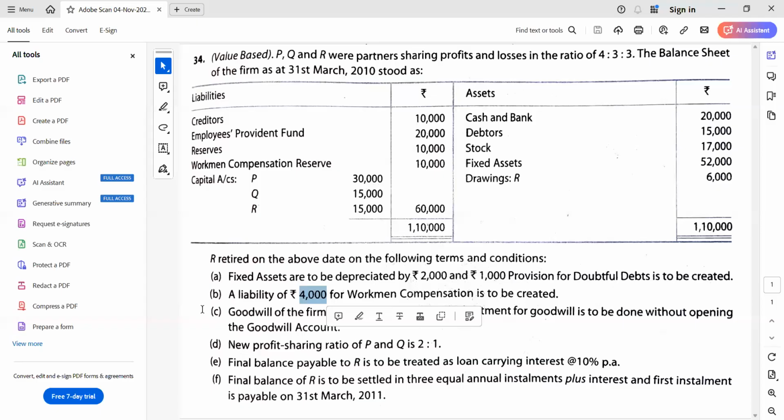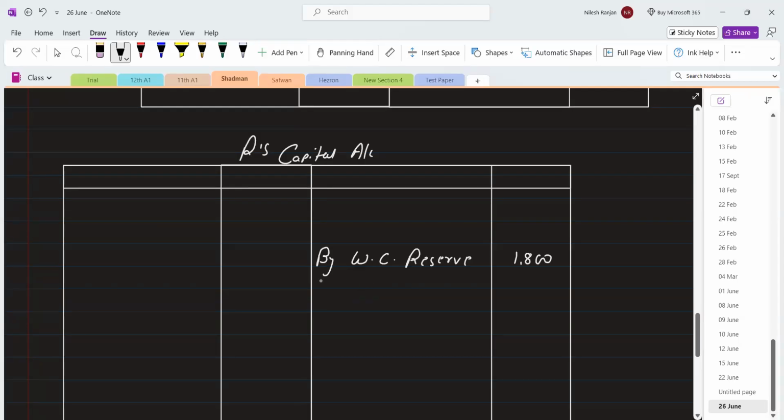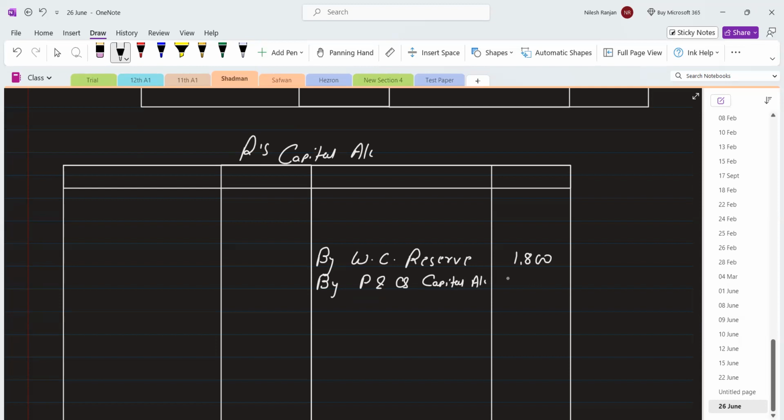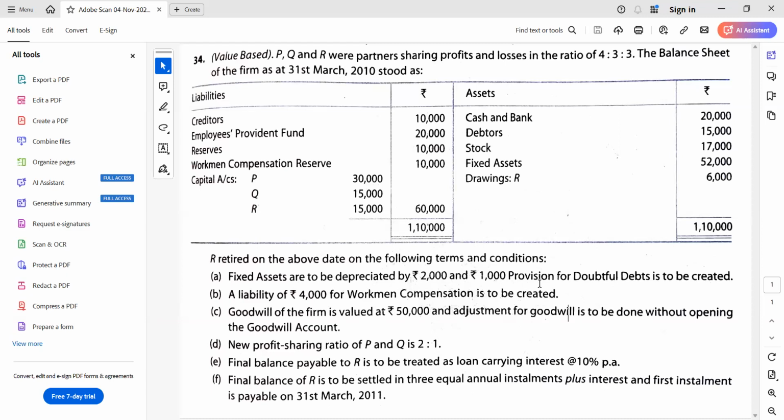Next is goodwill of the firm is valued at 50,000 and adjustment for goodwill is to be done without opening the goodwill account. So we never open the goodwill account when goodwill is valued. So 50,000 in the gaining sacrificing ratio. R is the retiring partner, that's why his sacrifice is 3/10. So 50,000 into 3/10 is 15,000. So R will receive this goodwill from P and Q. So 15,000.